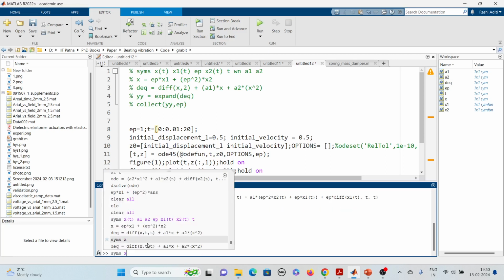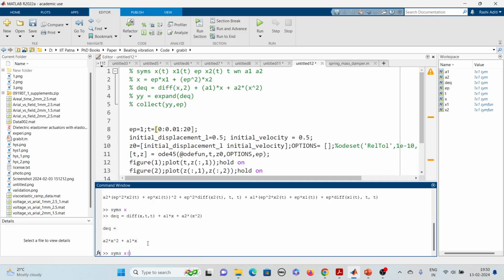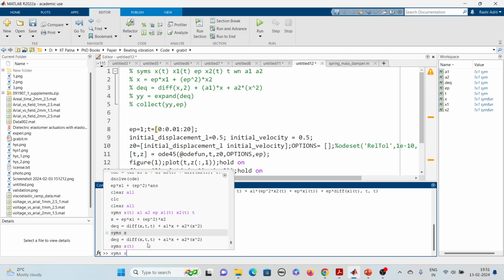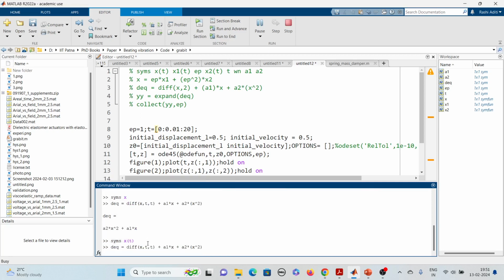Okay, sorry, I made a mistake. I didn't write t here, and that is why I didn't differentiate it with respect to time. It gave a value of 0. See, what did I get? I get the expression that is given in the question, in terms of x double dot and x.